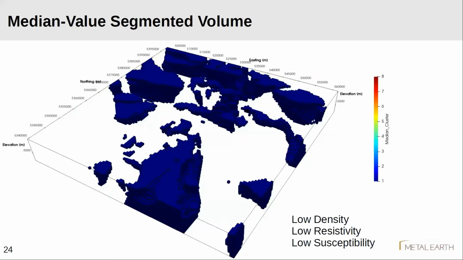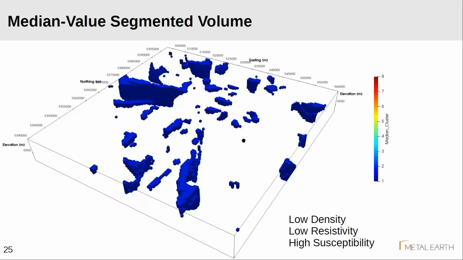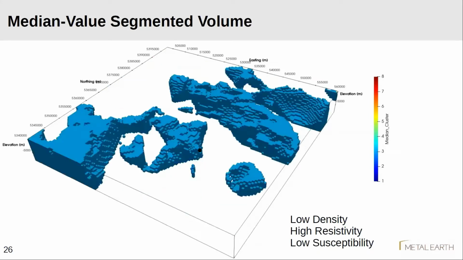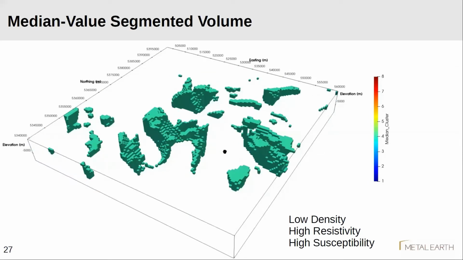Here is how our low density, low resistivity, and low susceptibility model looks for the Matheson. Going back, low density, low resistivity, and high susceptibility here. These are the colors, the regions horizontally and vertically. We have that 3D model showing there. Here's our low density, high resistivity, and low susceptibility, and low density, high resistivity, high susceptibility model.